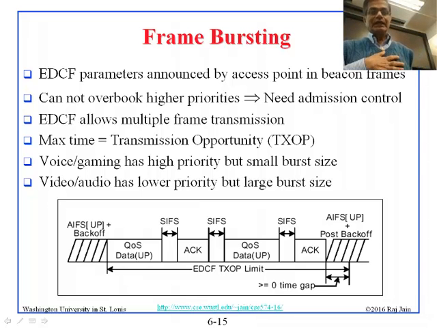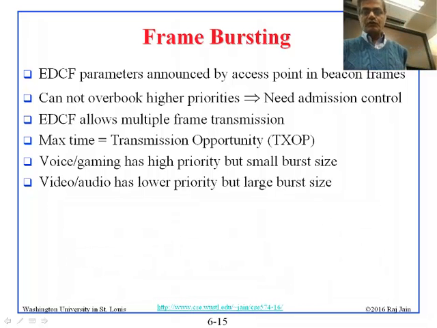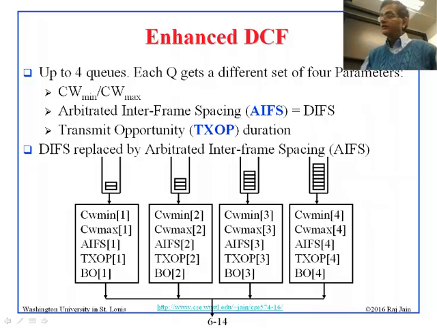contention period. Okay, so EDCF allows multiple frame transmission, maximum time. So the maximum time that you can transmit this whole thing is called transmission opportunity, TX-op. So that is a parameter that is limited. So that is announced. So if we go back to this one, you see there is a TX-op 1, TX-op 2, TX-op 3. Previously, TX-op was equal to the maximum frame size. Now it is multiple times the frame size.